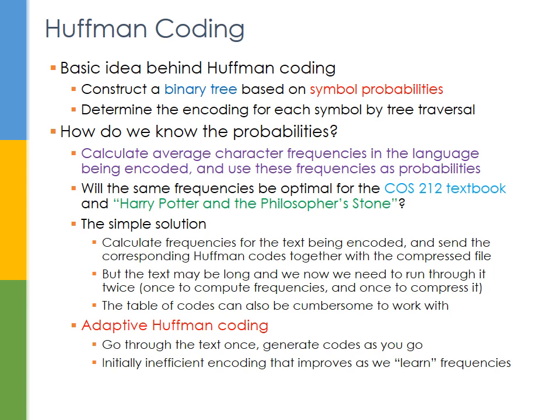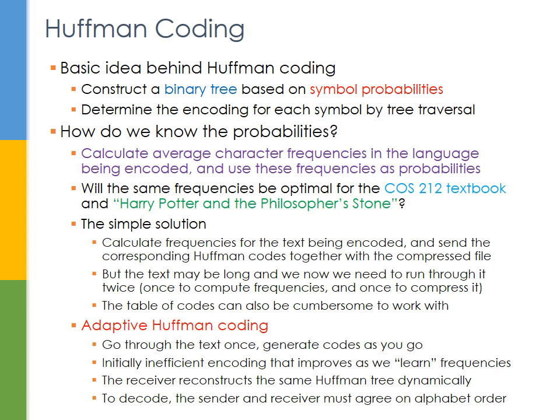This means that through the course of the execution of the adaptive Huffman coding algorithm, the codes for characters will change. The receiver will, of course, once again receive the encoded message, but the receiver will then reconstruct the same Huffman tree dynamically in exactly the same way that the sender constructed the tree. To decode, the sender and the receiver, very importantly, must agree on the alphabet that is used and the order in which the characters that are encoded appear within this alphabet.